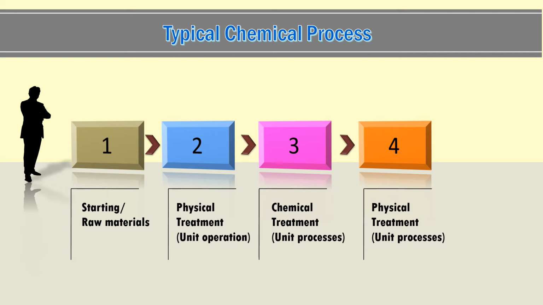Suppose we have obtained a liquid product, what we have to do? We have to subject it to distillation, whether simple distillation or fractional distillation. So that is the physical treatment where no chemical reaction takes place, and after separating we get the products separated, or after filtration we get the product separated. So this is the physical treatment.